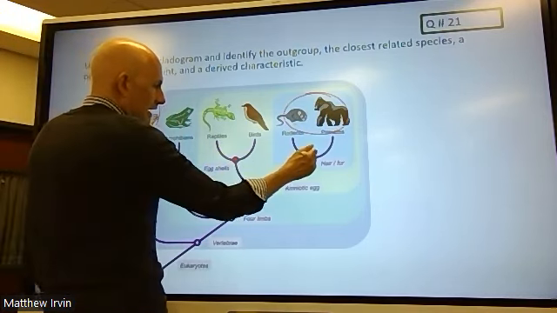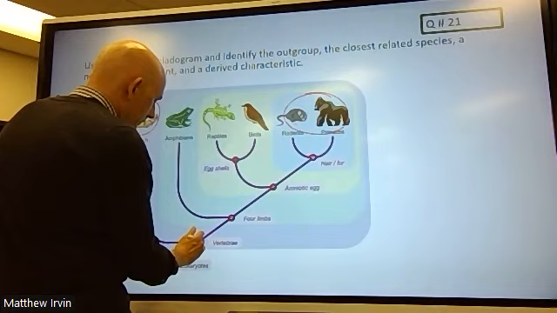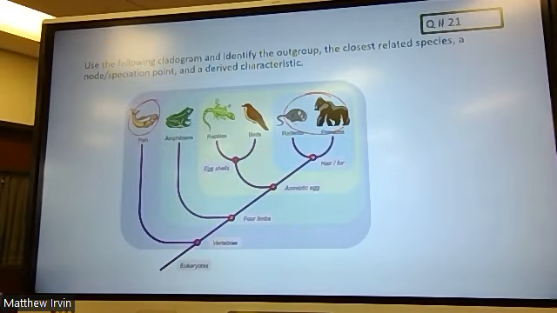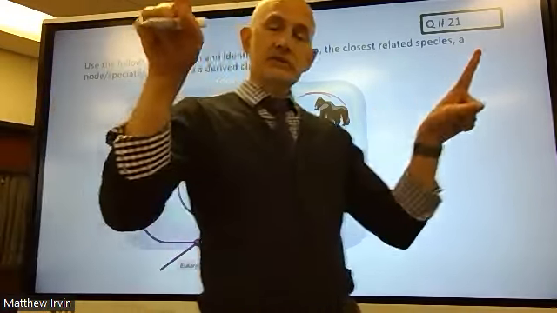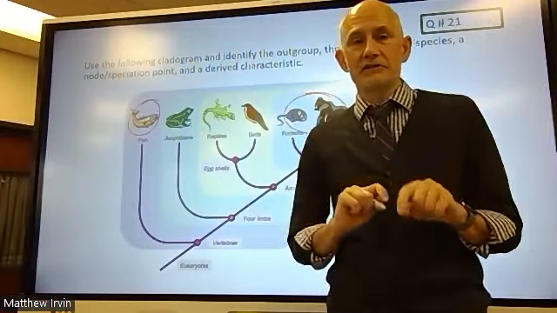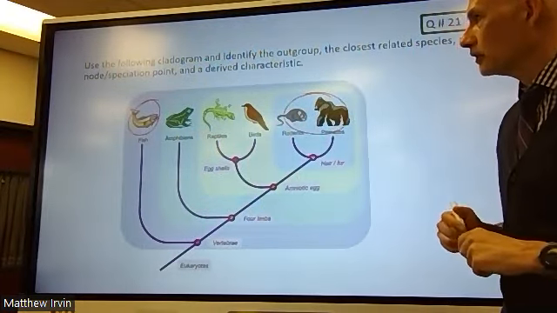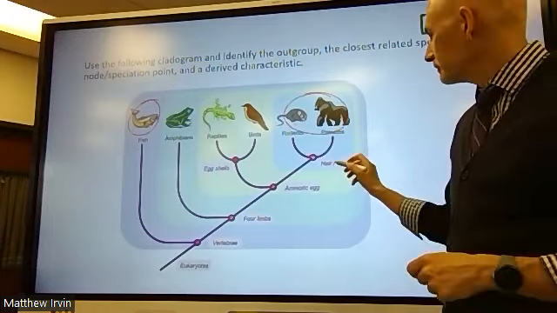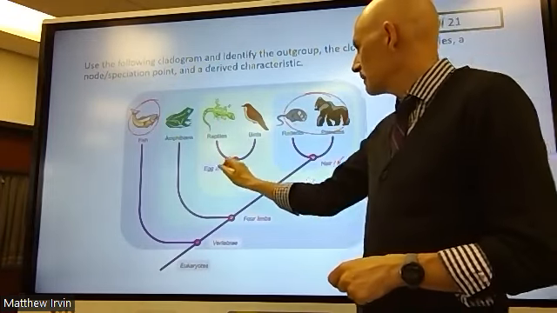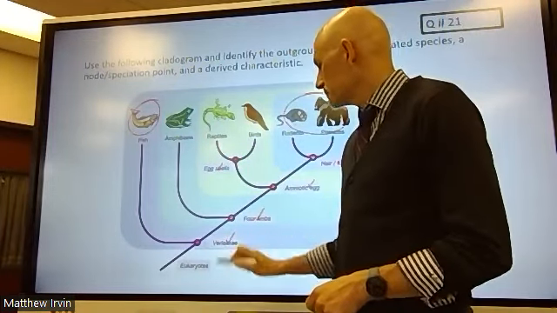And so then what's a node or a speciation point? That's where the branching happens. So all of these are nodes. That comes from botany, where branches come off of main branches. In botany, that's also called a node. And then the derived characteristics, those are the things that cause those speciations.